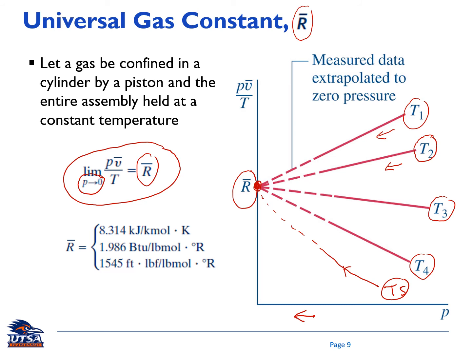We have different numbers for R depending on the unit that we use. Most of the time we use SI units, where we have 8.314 kilojoule per kilomole Kelvin. Some people use 8314, but this is in joule: 8314 joule per kilomole Kelvin. Or we have 1.986 BTU per pound mole degree Rankine, or 1545 foot pound force per pound mole degree Rankine.